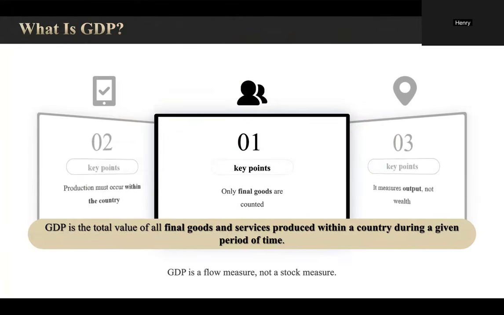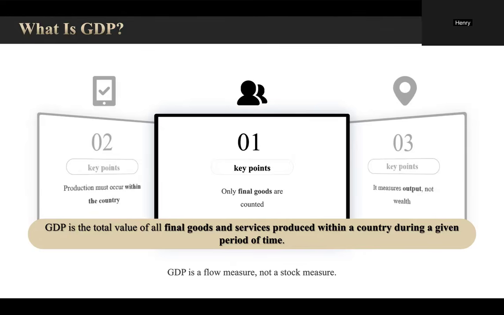So, what exactly is GDP? GDP is the total value of all final goods and services produced within a country over a given period of time. There are a few key things to understand here. First, GDP only counts final goods, not intermediate goods, to avoid double counting. Second, production must occur within the country. And third, GDP measures output, not wealth.